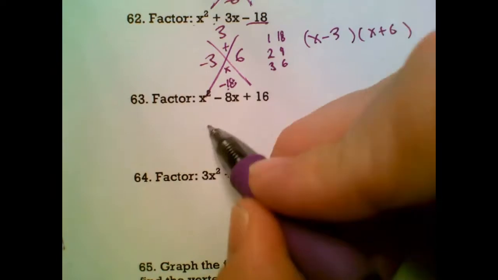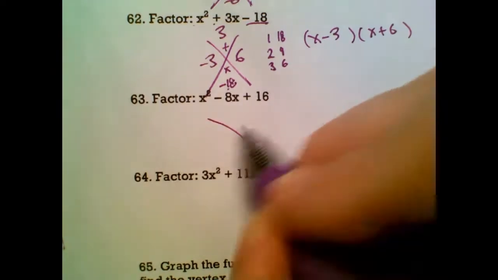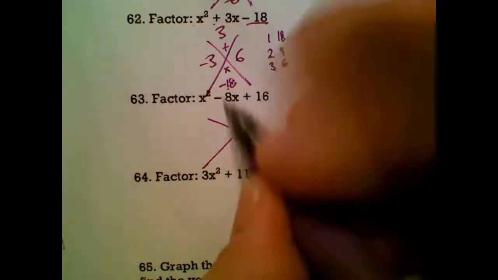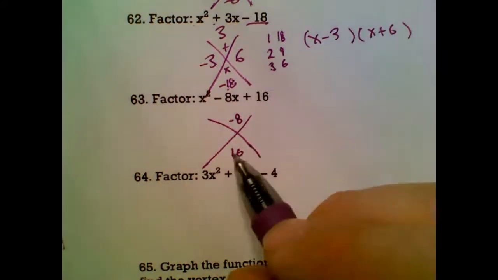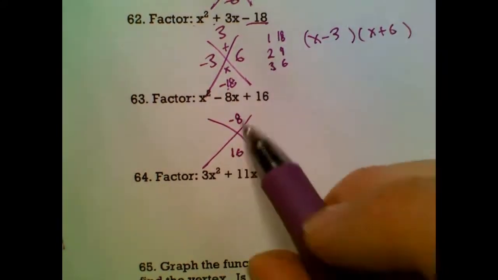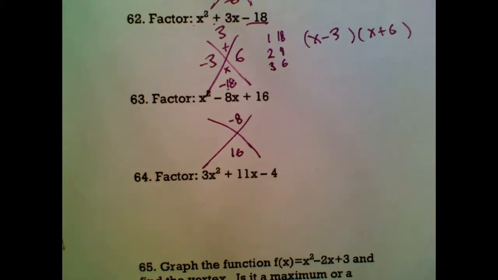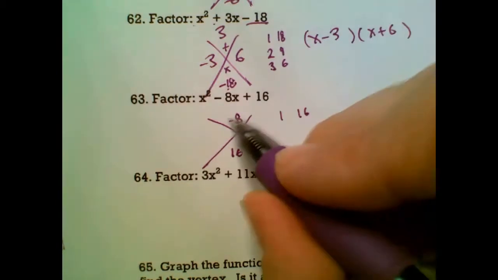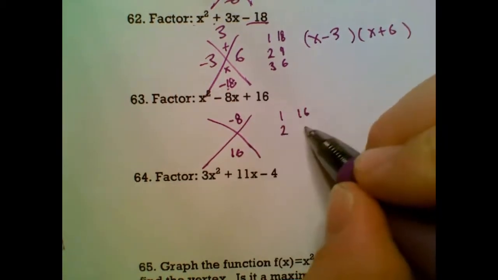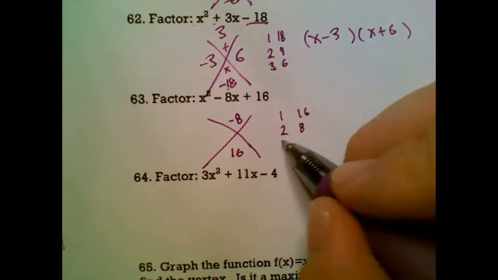Moving on to this one right here. Again, I'm going to factor this, negative 8 there on top, 16 on the bottom. What times what is 16 that add together would be negative 8? Okay, so we'll start with 1 and 16. That doesn't do it. That doesn't add together to be 8. 2 and 8. That doesn't do 8 either.